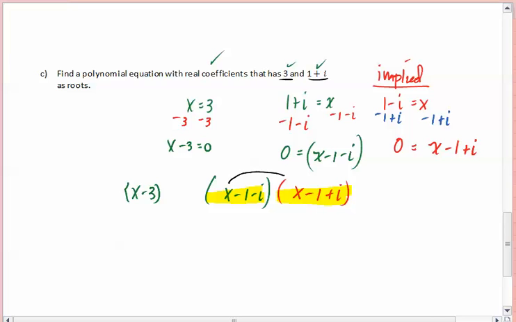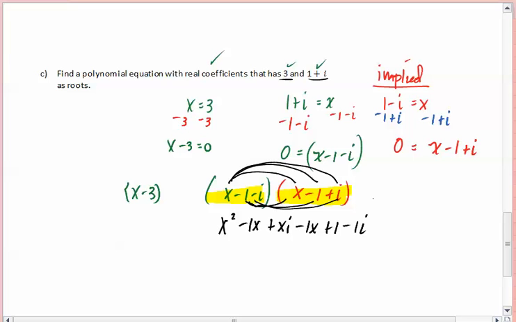Here we go. We're going to do a fancy form of FOIL. That's all we're doing. x squared. We're just going to spend a little bit extra time on the FOIL. We're going to have it go 3 times. Plus xi. Here we go with the next one. Minus 1x. Plus 1. Minus 1i. And the last one, minus xi plus 1i and minus i squared.